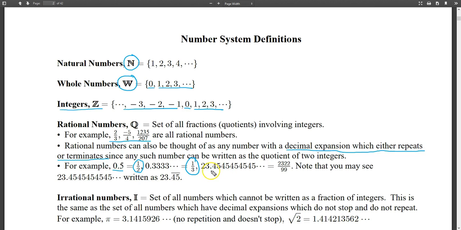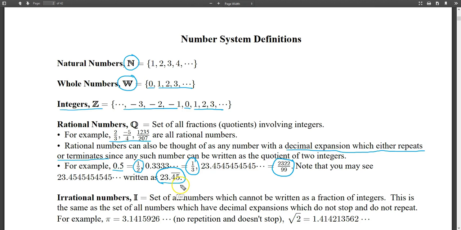Even a number like 23.4545 repeating can be written as the quotient of two integers. You can check it out. It's actually equal to 2,322 divided by 99. Just evaluate that on a calculator and you'll see that you get 23.45 repeating. Now just some more notation here. Sometimes you'll see 23.4545 repeating written as 23.45 with a little bar over top of the 45. That just means that the 45 repeats.